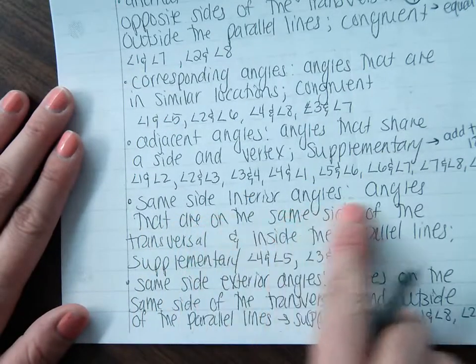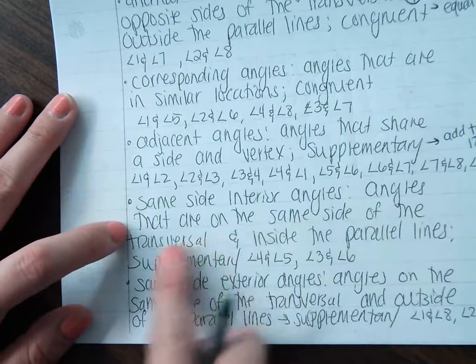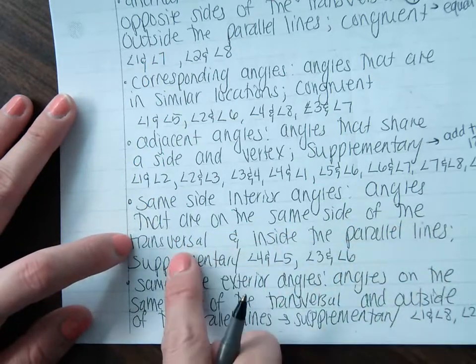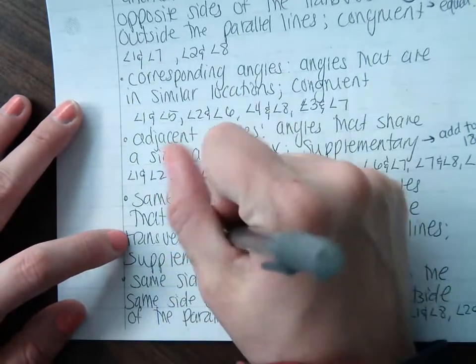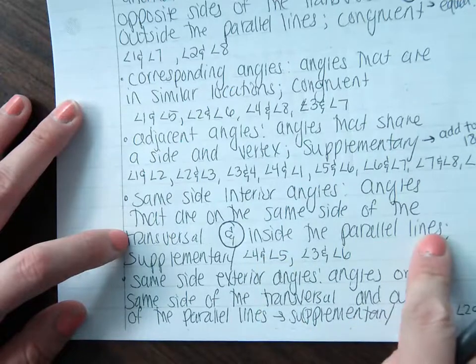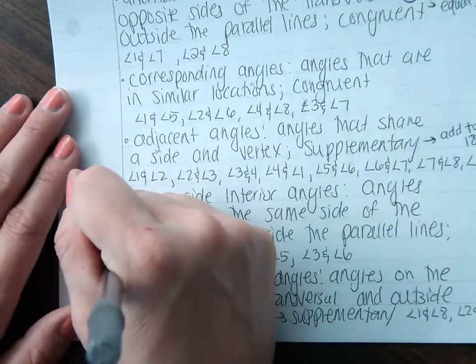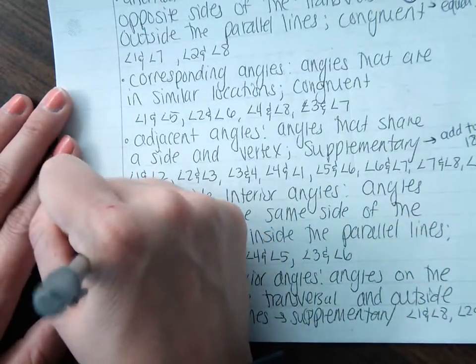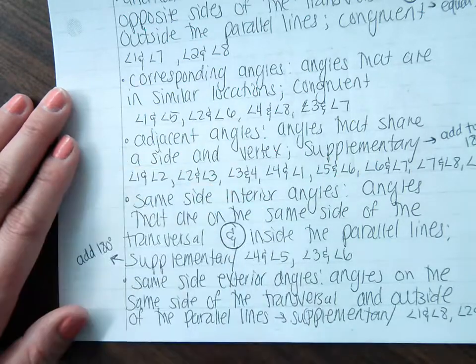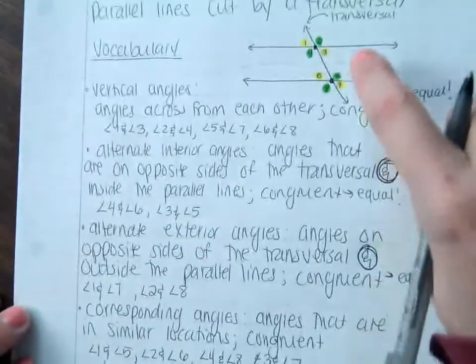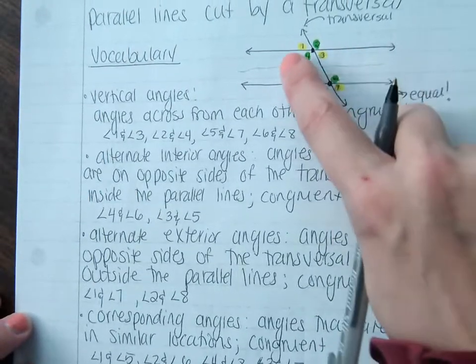Same side interior angles are angles that are on the same side of the transversal and they are inside the parallel lines. These are supplementary. They add to be 180 degrees. So that would be 3 and 6, 4 and 5.